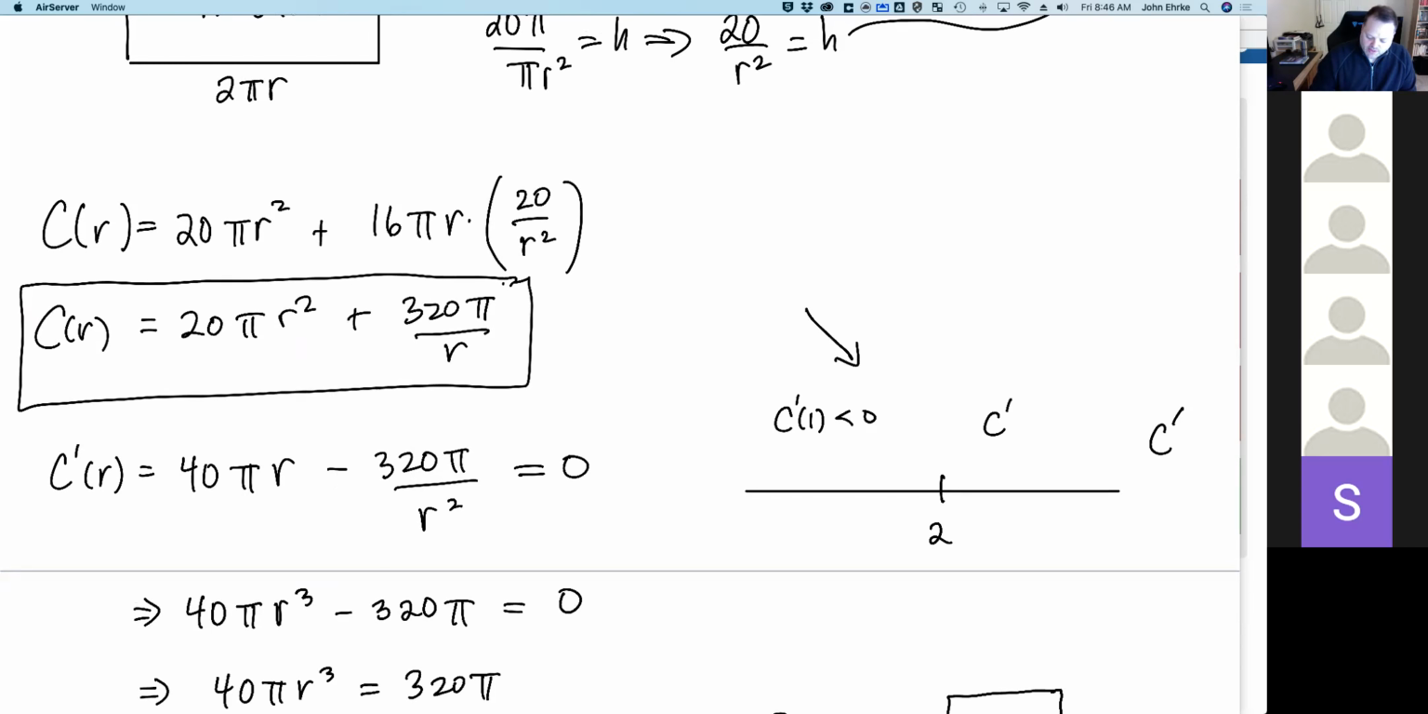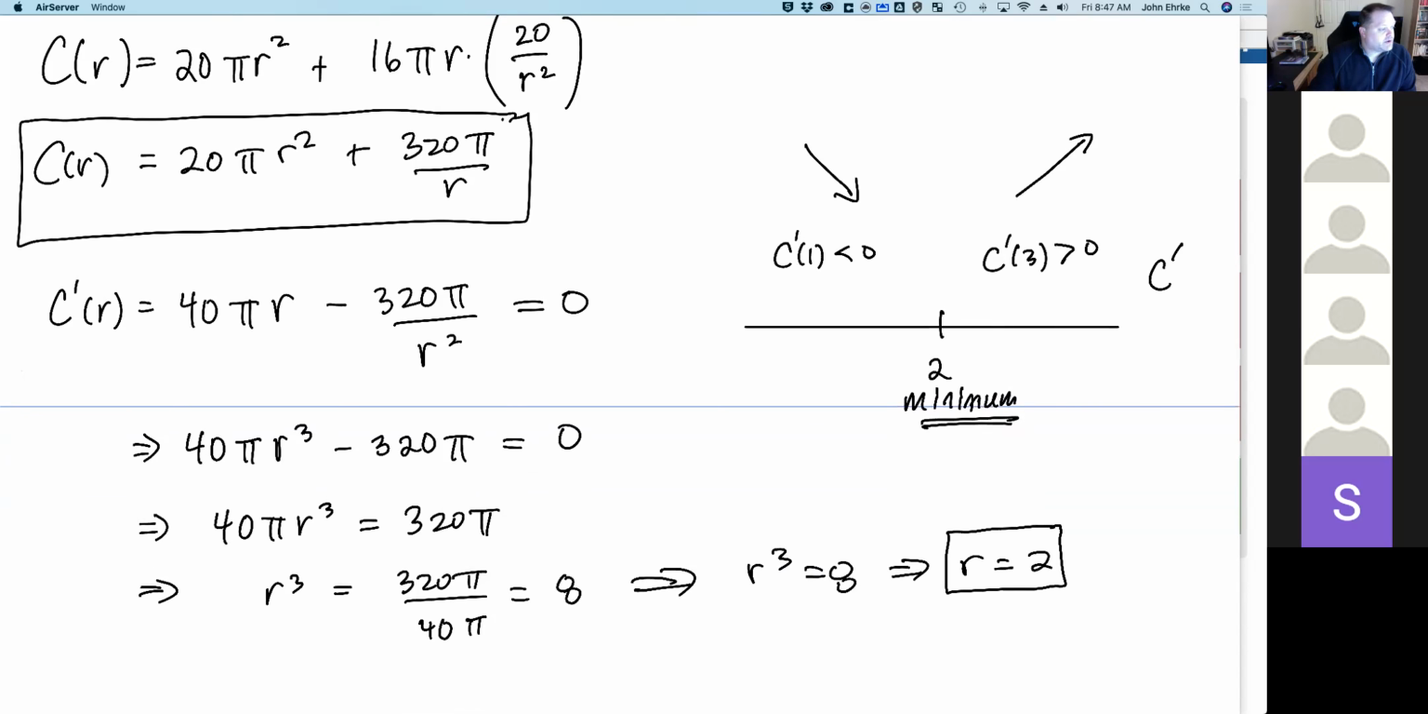And if I plug in, say, like 3, 3 times 40 would be 120, but then I would be dividing that by 9, which is going to be less than 120. So this would be positive. So I know I'm going from decreasing to increasing, which means by the first derivative test that this is a minimum. So I have a minimum at the point 2, which is exactly what I want because I'm trying to minimize cost.